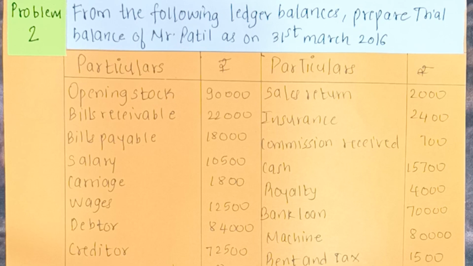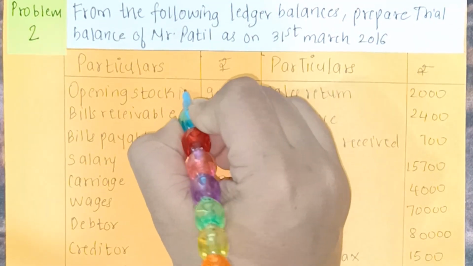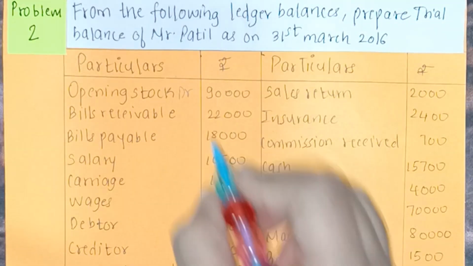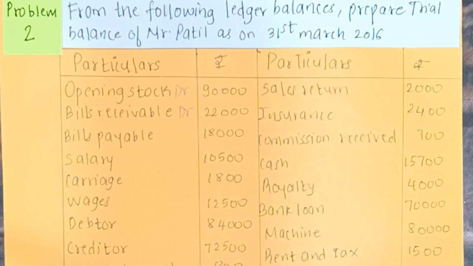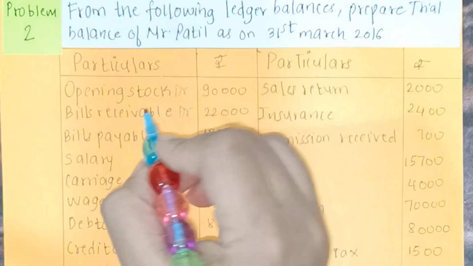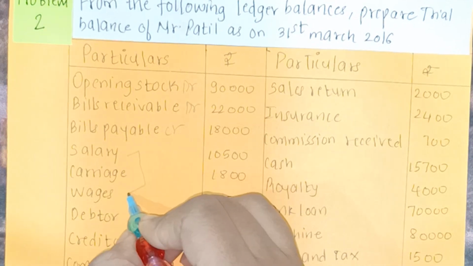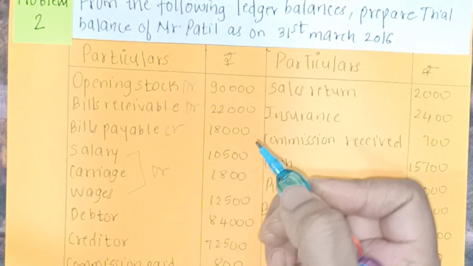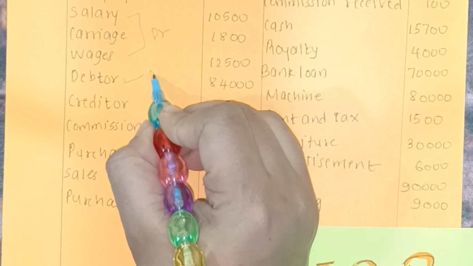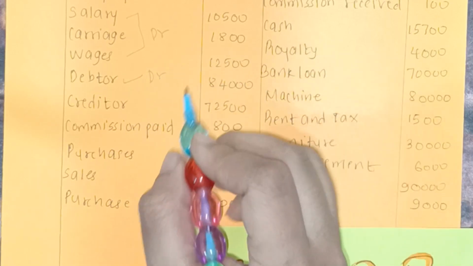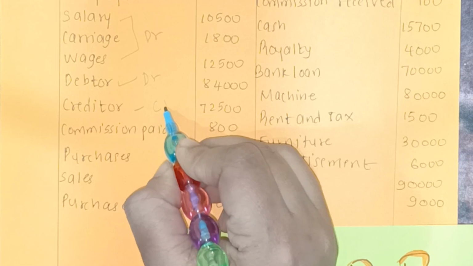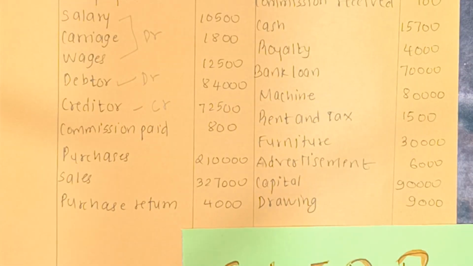So let's start. Opening stock is an asset to us, therefore it will be on the debit side. Bills payable is a liability to the firm, therefore it will be on the credit side. Next we have salary, carriage and wages, all these three are expenses, therefore they will be debited. Then we have debtor, an asset, so we debit it. Creditor is a liability to us, therefore credited.